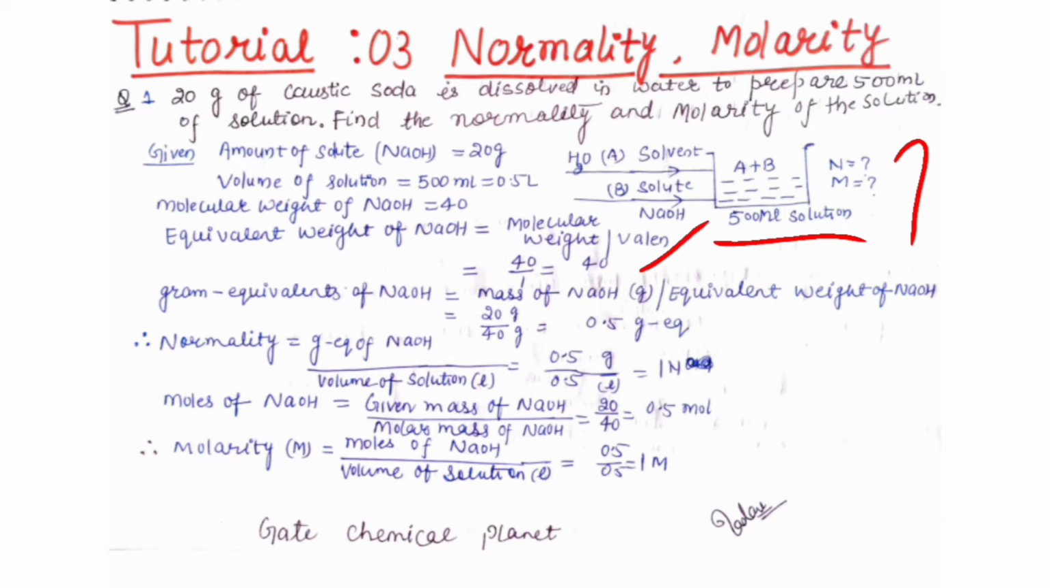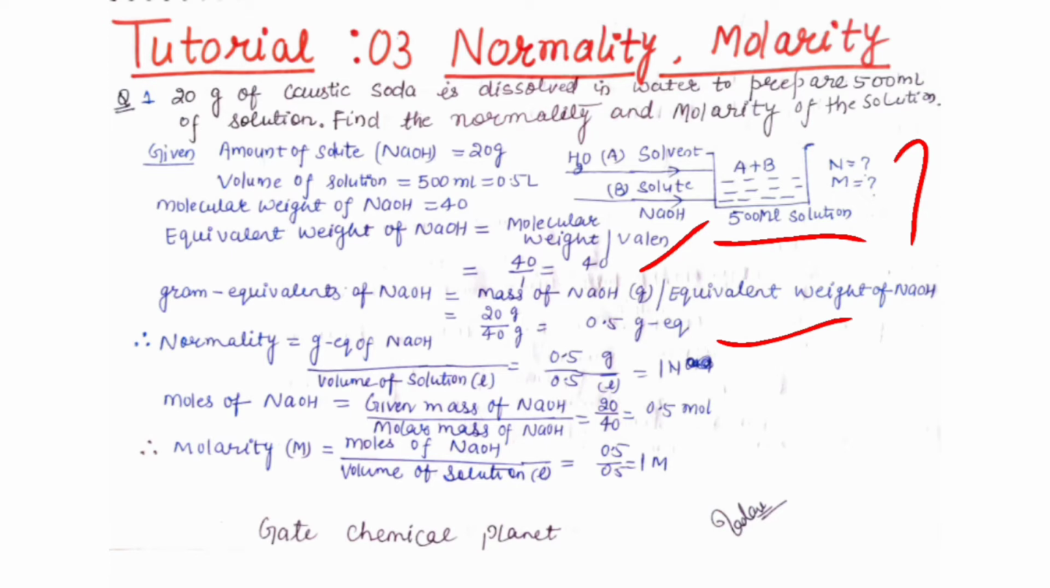The next step is to calculate the gram equivalent of NaOH. Gram equivalent of NaOH equals the mass of NaOH divided by the equivalent weight of NaOH. The given mass of NaOH is 20 grams and the equivalent weight is 40 grams. So we get 0.5 gram equivalent.